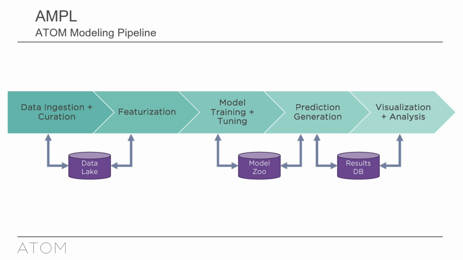This pipeline consists of 5 main stages: data ingestion and curation, which makes sure there are clean and usable data stored in the data lake; featurization, where molecular and chemical properties are turned into inputs that machines can read; model training and tuning, which uses machine learning tools to understand datasets of interest, such as drug potency, safety, and other pharmacokinetic properties. These models are stored in the model zoo.